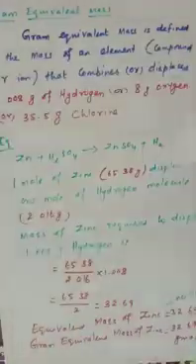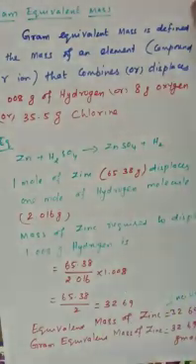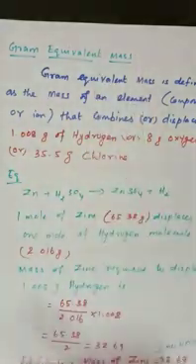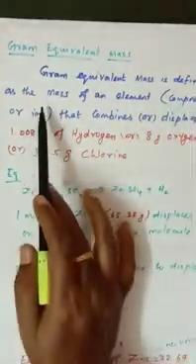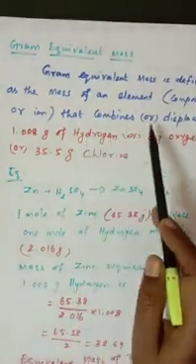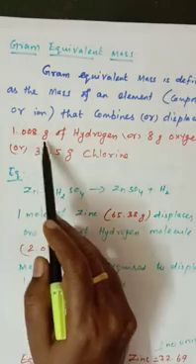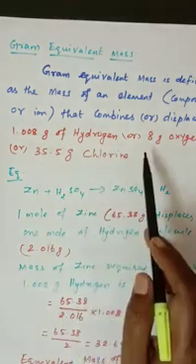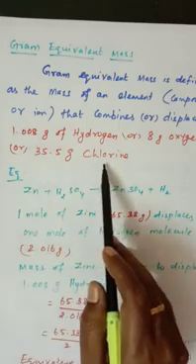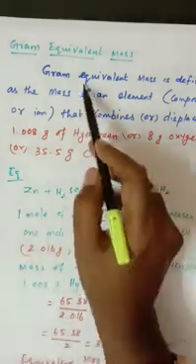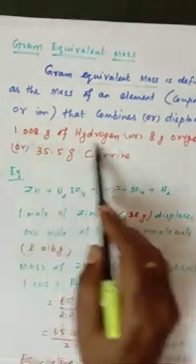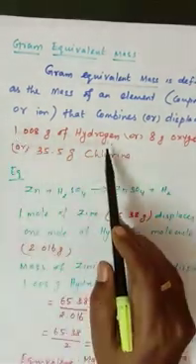And next we are going to see gram equivalent mass. The next topic is gram equivalent mass. Gram equivalent mass is defined as the mass of an element or compound that combines with or displaces 1.008 grams of hydrogen, or 8 grams of oxygen, or 35.5 grams of chlorine. That is gram equivalent mass. What is the meaning of this? 1.008 grams, this is a mass number, this is the mass of hydrogen.